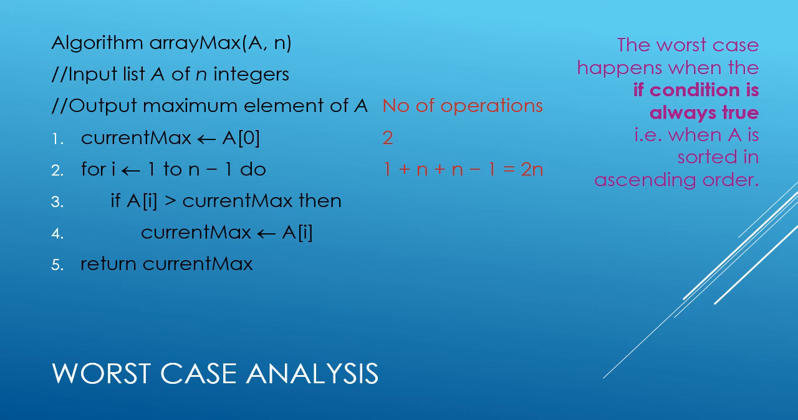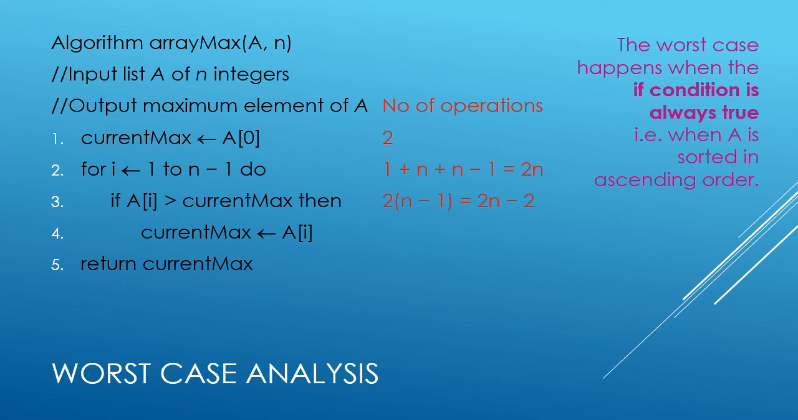In line number 3, I do an access to the ith element and I compare it with current max. And this line executes as many times as the true values of the for loop. So the total number of operations in line number 3 is 2 into n minus 1. Every time the if condition is true and every time I have to move to line number 4.